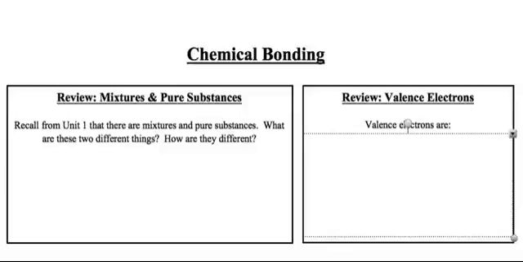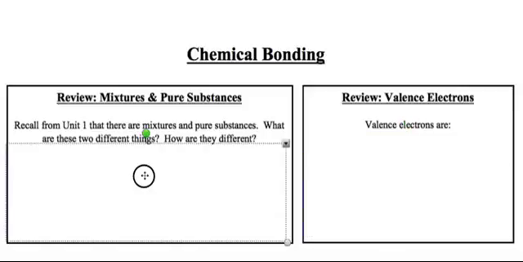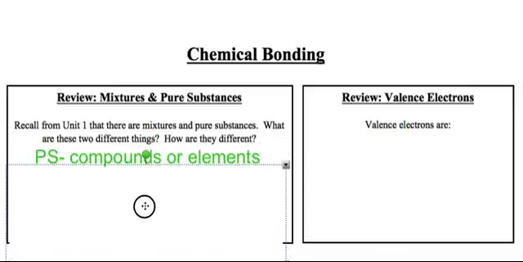Chemical bonding. Let's review mixtures and pure substances. Now, if you'll recall from Unit 1, we talked about mixtures and pure substances. So let's take a look.